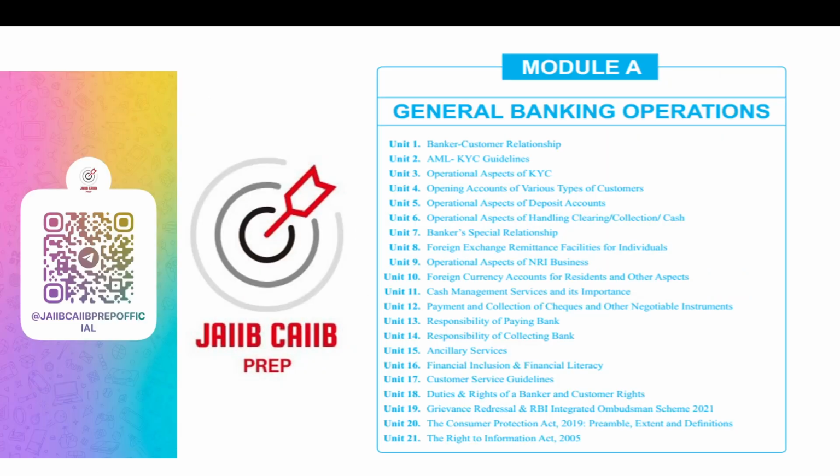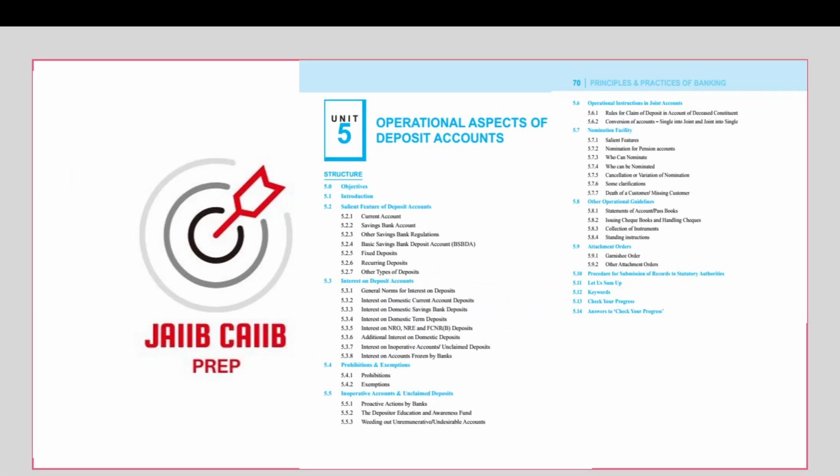In today's video, we'll talk about unit number 5 and we'll complete this unit, operational aspects of deposit account. So in this particular unit, we'll understand features of deposit accounts like current account, savings account, BSBD account, fixed deposit, RDs. We'll understand about the interest on deposits account, what are the prohibitions, exemptions. We'll discuss inoperative and unclaimed deposits, operational instructions, nomination facility, attachment order. Then we'll look on to some practice questions and then we'll conclude this unit.